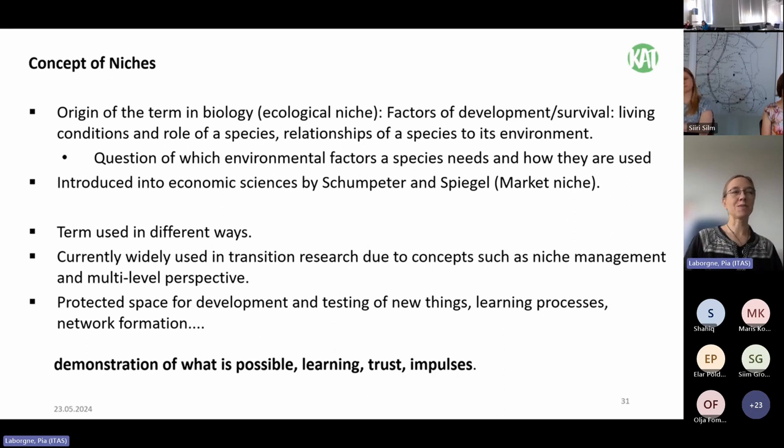The term is used in quite different ways. Currently, it's widely used in transition research due to concepts like niche management and the multi-level perspective, and often as a protected space for development and testing of new things, of learning processes, of network formation. In niches, we can demonstrate and test what is possible, and can create learning, trust, impulses. And even though there's a strong context relatedness, this demonstration has impact beyond the individual local niche.